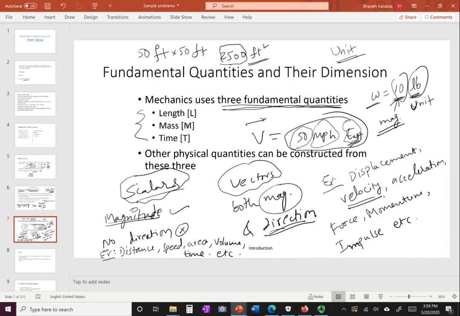So the length, mass and time. All these three quantities are scalar quantities. They have only magnitude and unit but no direction. Right. So the length units are meters, centimeters, inches, kilometers, miles, etc. There are different systems you can express the units for these physical quantities. Now, let's look at those systems here.